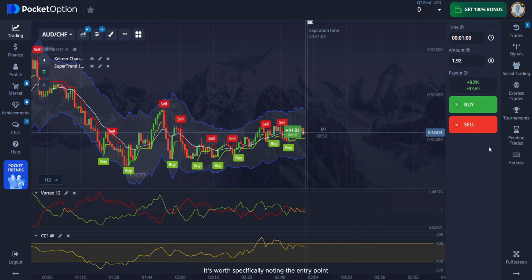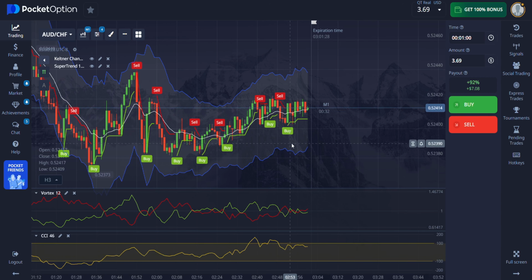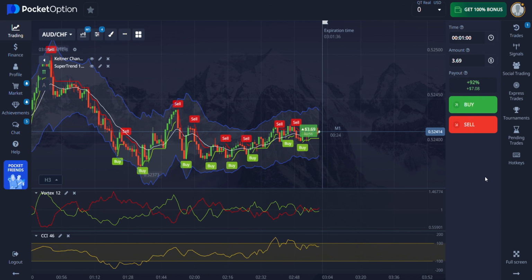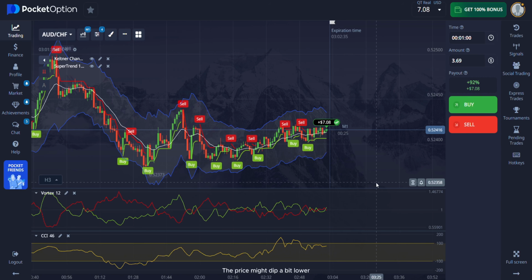It's worth specifically noting the entry point. The trade was opened on a pullback, which gives a certain advantage in trading. We've locked in a profit. My analysis still holds, so I'm re-entering the trade in the same direction. We've secured the second trade as well. The price might dip a bit lower before moving up again. But let's not wait around.